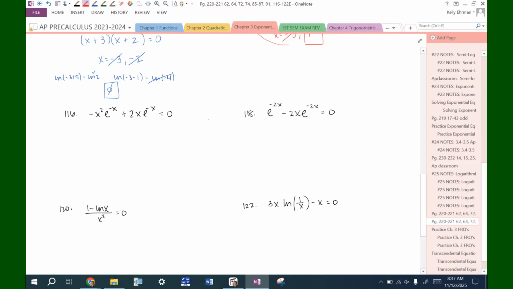116 and 118 are similar types of problems. So now we're doing exponential problems for these two. So we're kind of switching gears. All right, so let's look at what we have here. A pretty complicated looking expression.